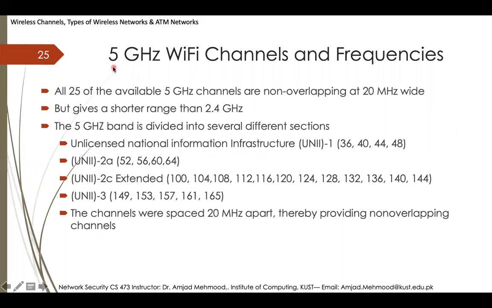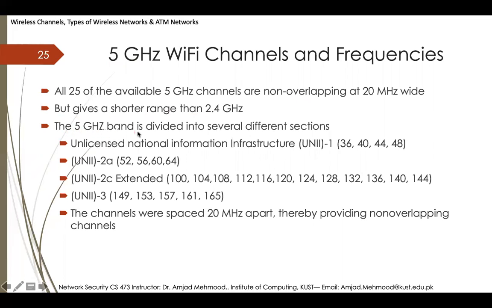Now, 5 gigahertz Wi-Fi channels and frequencies. All 25 of the available 5 gigahertz channels are non-overlapping at 20 megahertz wide, but give a shorter range than 2.4. So this is the range of 5 gigahertz. This is shorter than 2.4 gigahertz.